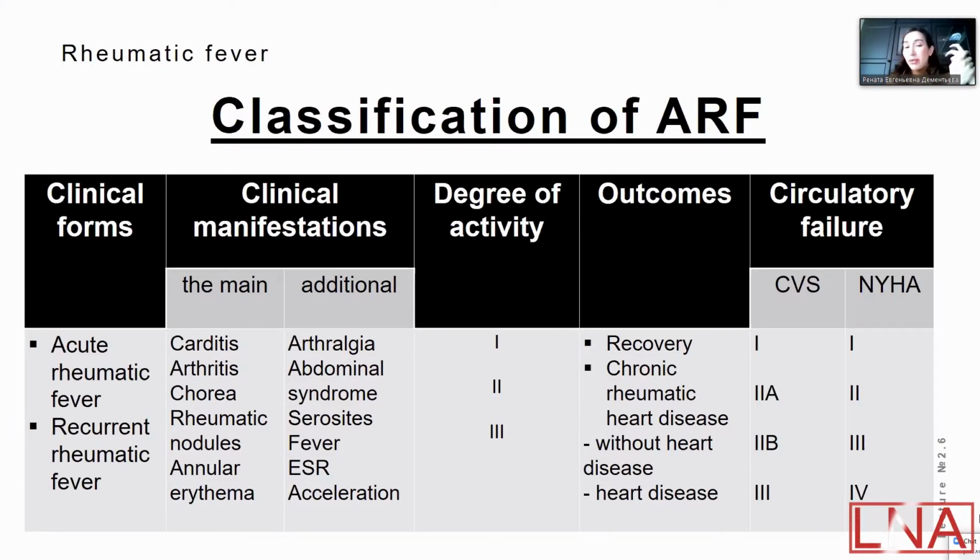Outcomes for the patient: absolute recovery, or chronic rheumatic heart disease with damage of the cusps, and we can classify it as without valve defect and with valve defect. And as a complication, like the last stage, circulatory failure develops due to damage of the cusps, with different classification by the stages of the cardiovascular system and by the New York Heart Association, the NYHA classification.